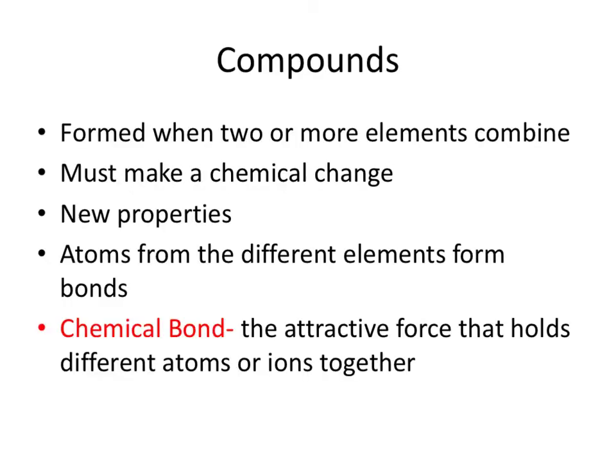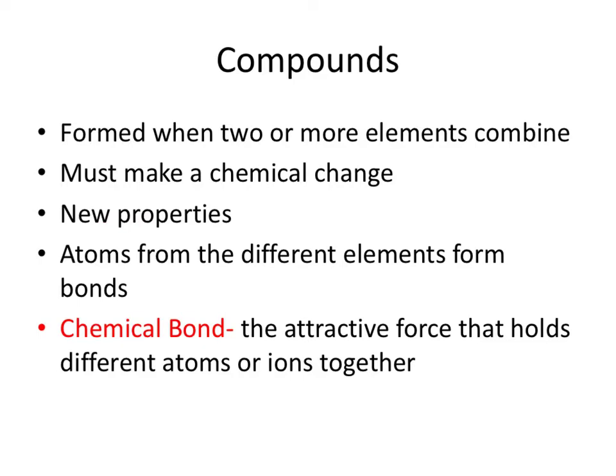So compounds, what exactly are compounds? First of all, compounds are when you have two or more elements of different types combining to form something new. So that means you have to have a chemical change. If you have a chemical change, that means you have new properties. So that means that the substance isn't the same as it was before. It has different melting point, boiling point, different reactivity, all of that kind of stuff.